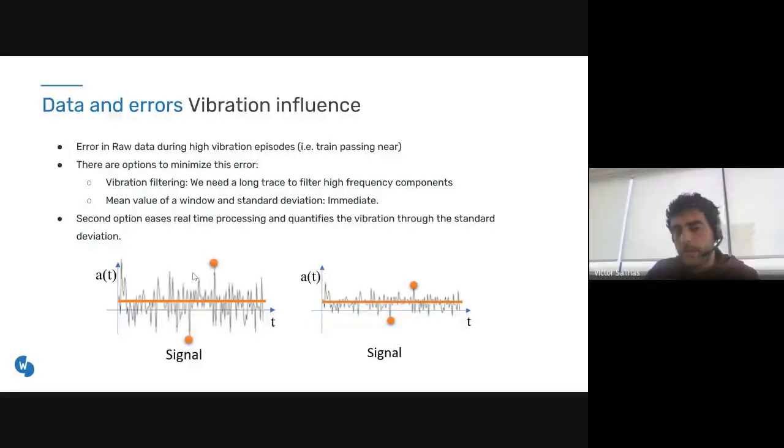But for this, we need a long trace, and it's not very friendly to perform on the air or on the running. On the other hand, we can compute the mean and have the standard deviation, and we can do this on the air, and it can explain to us the quality of the measurement. Here, for example, on the right, we have a low vibration measurement.